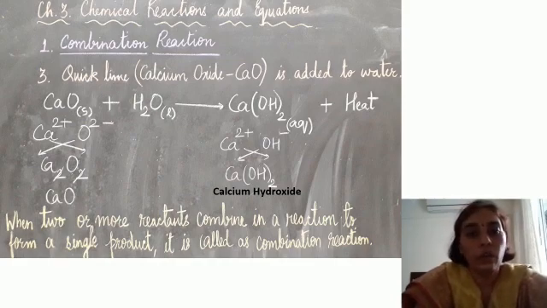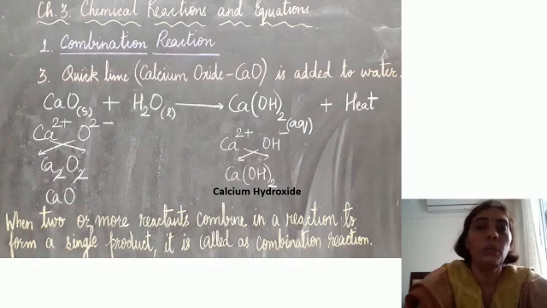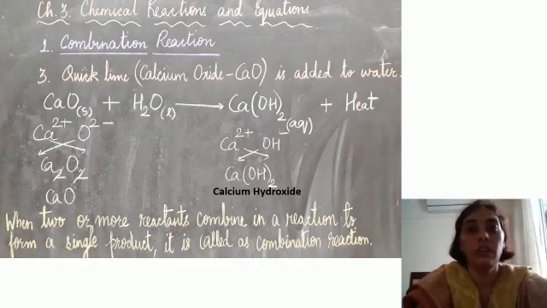So let's see the equation, that is CaO plus H2O gives Ca(OH)2 plus heat. Now this indicates that this reaction is an exothermic reaction, that is heat is given out, and that is why it is written on the product side. So this reaction is an exothermic reaction. I hope you have got the formulas, how we have formed them.